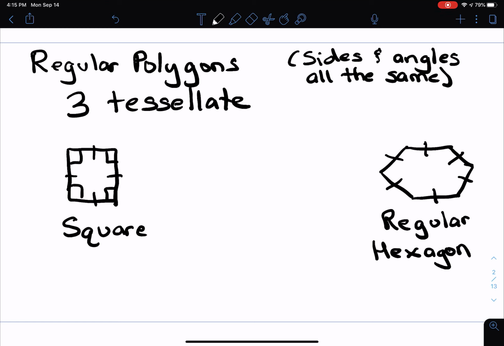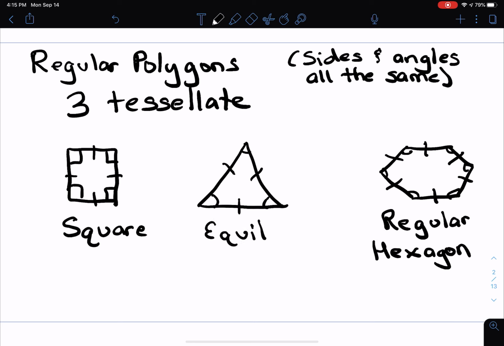So your regular hexagon, all 6 angles are the same, all 6 sides are the same measure. And then also an equilateral triangle. All 3 sides are the same. And if it's equilateral, then all 3 angles are the same. It's also equiangular. Those are the only 3 regular polygons that tessellate.